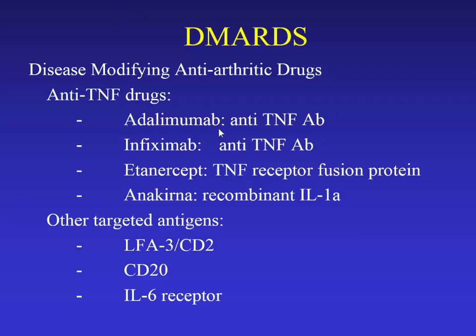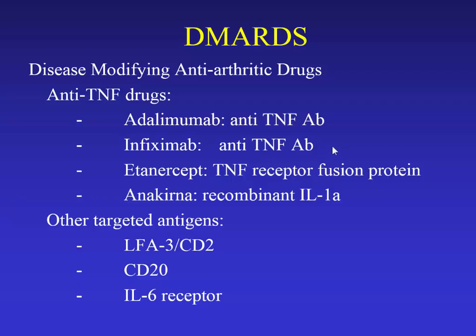And adalimumab, infliximab are antibodies that bind to TNF and prevent it from finding its receptor. Etanercept is a very clever molecule that basically takes the binding region of the TNF receptor, and it's a fusion protein with an antibody. Again, what it does is it binds to circulating TNF and it prevents its interaction with its receptor.